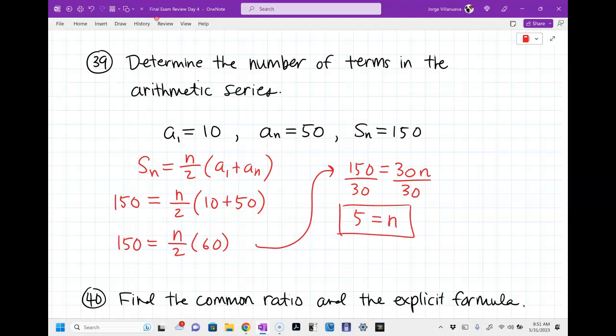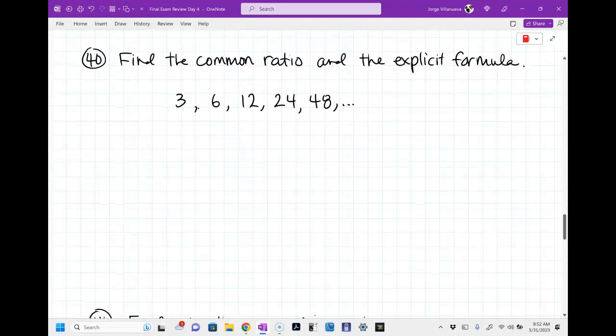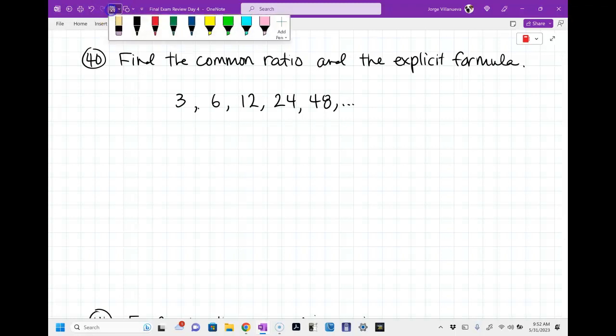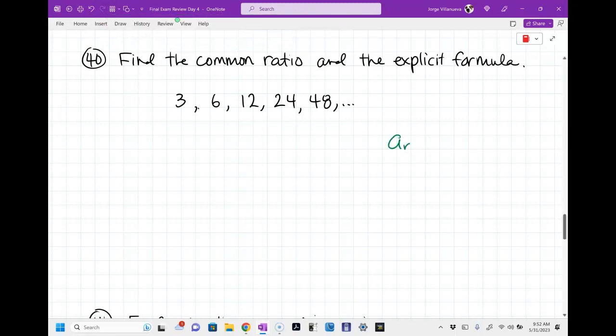All right, so everything up to now, from numbers 34 to 39, have all dealt with the arithmetic sequence or arithmetic series. We're going to jump over to geometric, okay? So the next 5 problems have to do with geometric sequences or geometric series. So this one says find the common ratio and the explicit formula. The explicit formula looks like this: a sub n is equal to a sub 1 times r to the n minus 1.